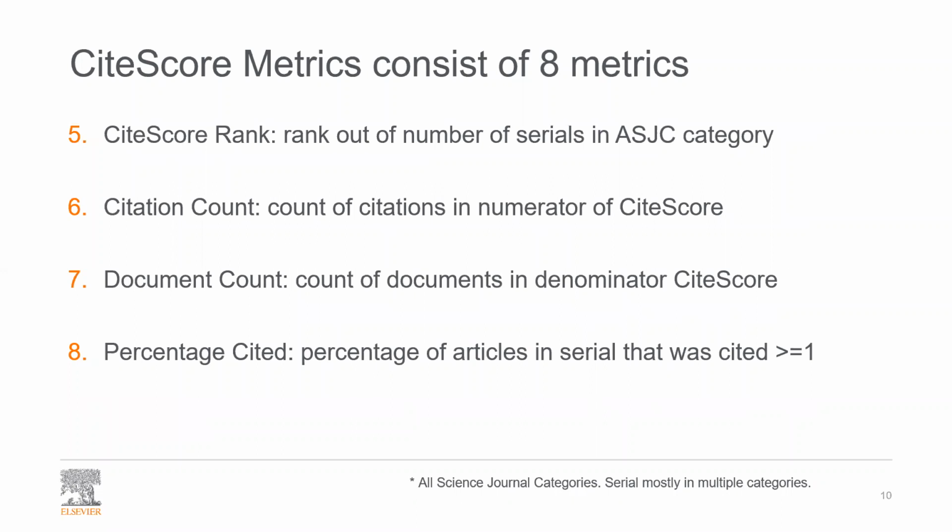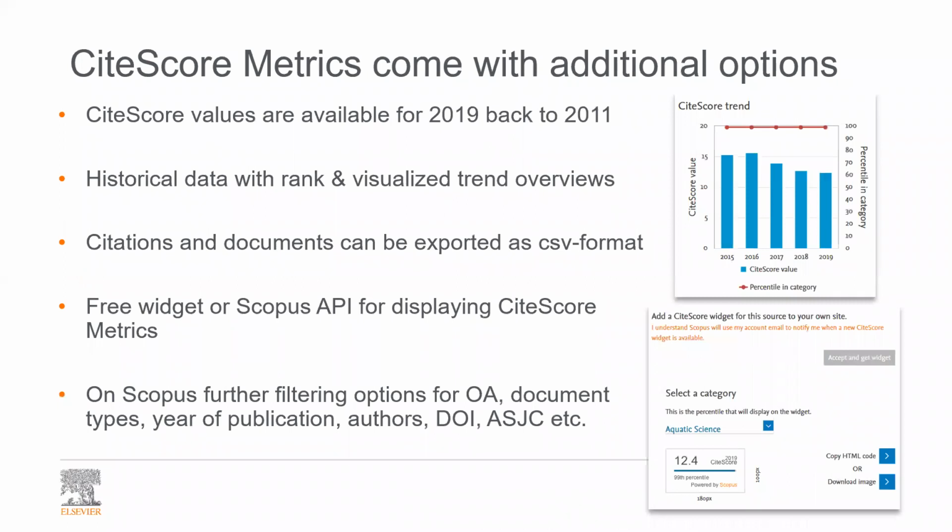So for CiteScore rank, we also have a ranking number to rank the serials in the all science journal category. And we have the citation count, which is the count of citations in the numerator of CiteScore. And we have the document count, the count of documents in the denominator of CiteScore. Citation count is how many citations were received by that particular journal for the period of the past 5 years. You will probably understand better when I show you the calculation formula later. And the percentage cited is the percentage of articles in a serial that were cited more than once, and we capture this percentage.